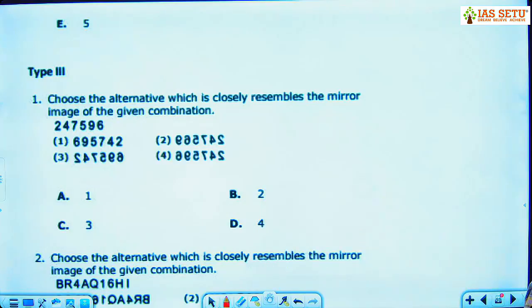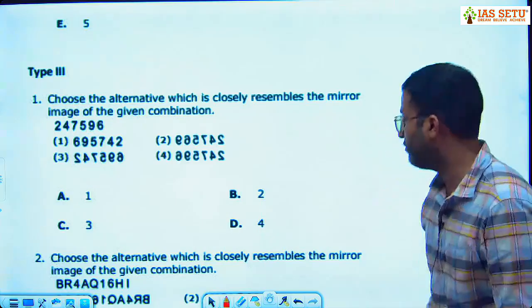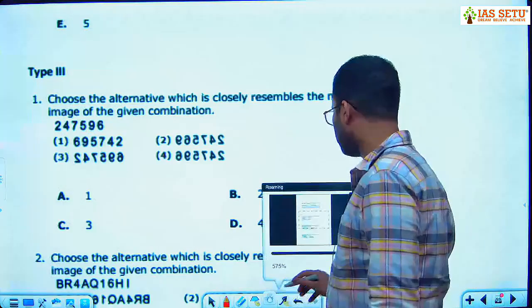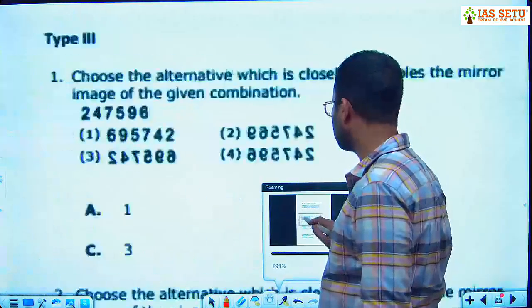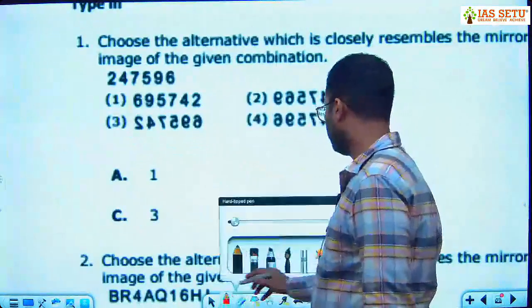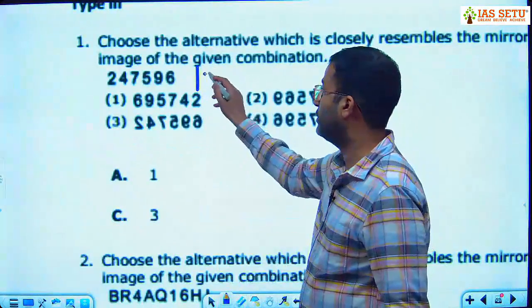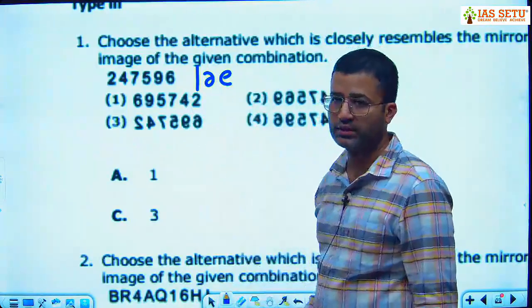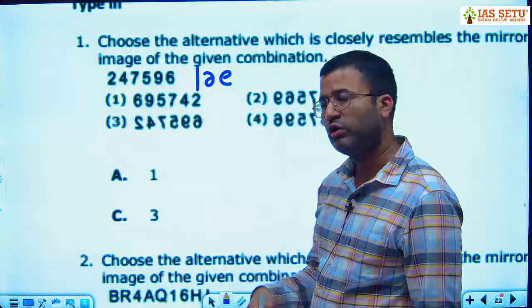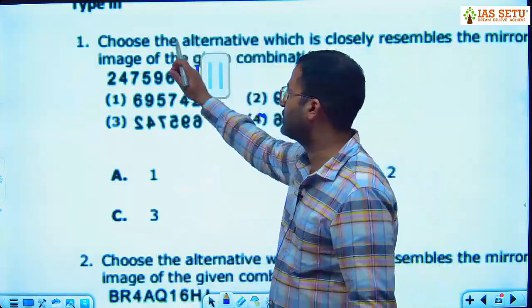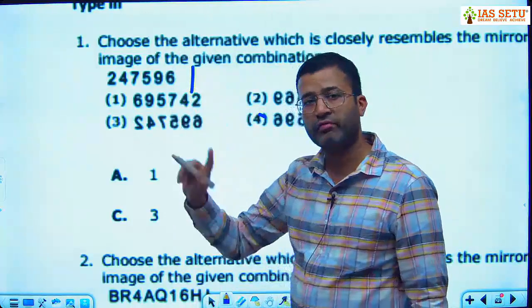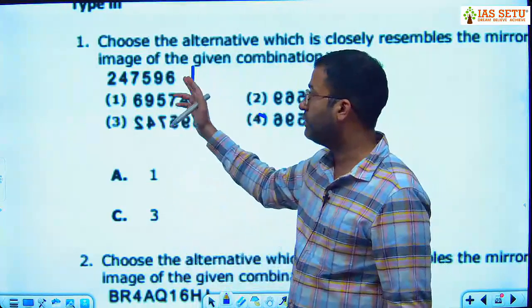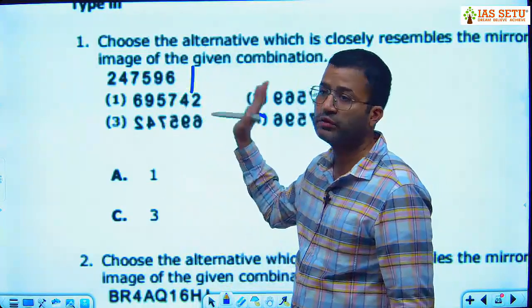Okay, I take this question: 2 4 7 5 9 6. Some students try to reproduce the mirror image. They try to write how this 6 appears, then how 9 appears. No need. Don't write the complete mirror image. Only one or two digits will help, like 6. And we know right becomes left, left becomes right. If you check in a mirror, the rightmost digit will appear on the leftmost place.